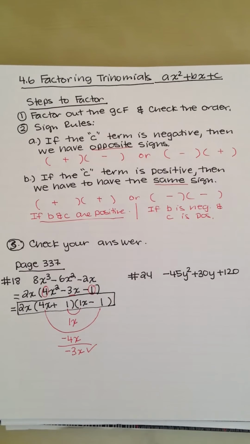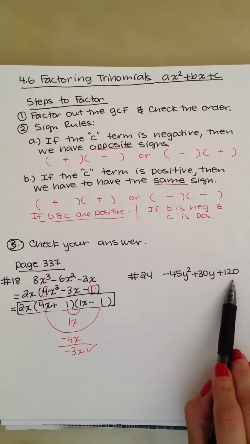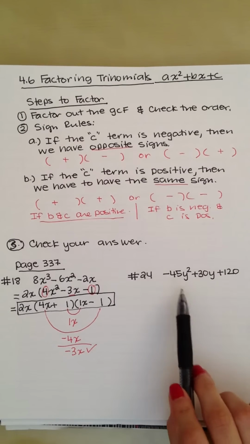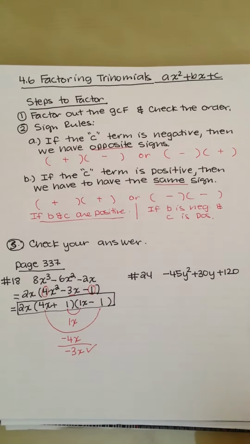Let's now also take a look at 24. So for 24, make sure that your terms are in descending order, which they are. We have y squared, y, and the constant, so the order is good. Next step is you want to check to see if there's a GCF. So I have to find the largest number that goes into negative 45, 30, and 120, and the largest number is going to be 15.